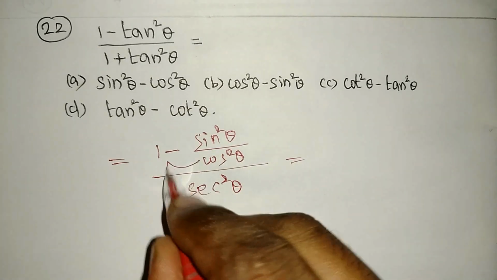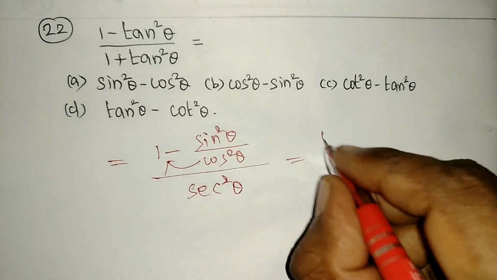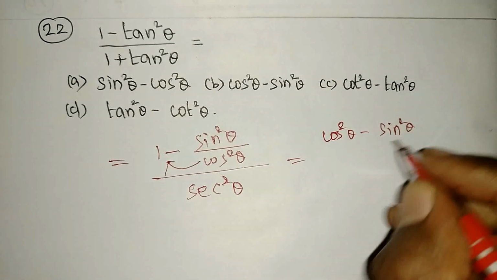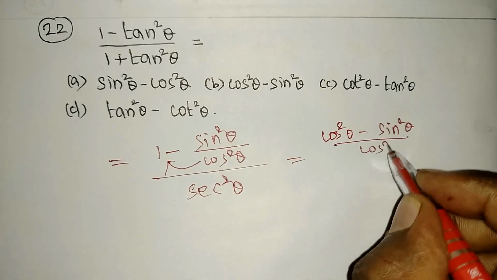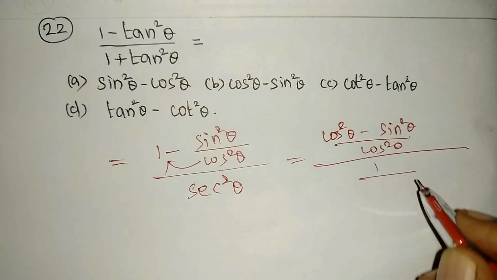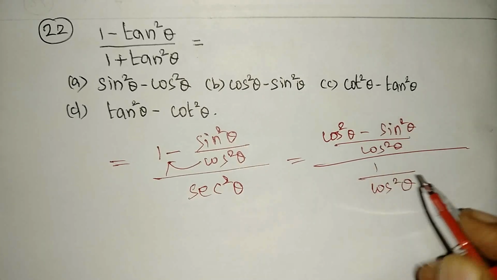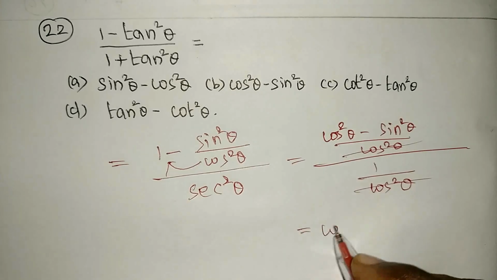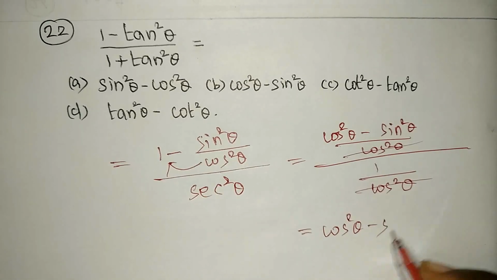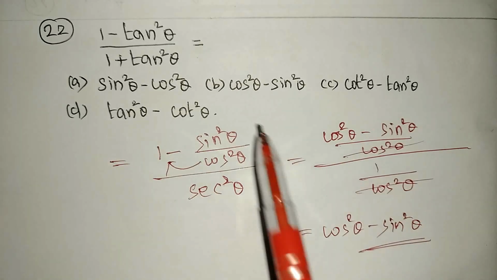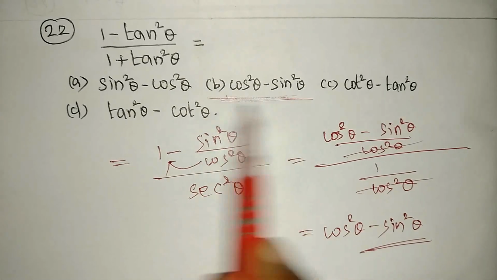Now please take the cross multiplication. So 1 into cos square theta minus sin square theta, whole divided by cos square. In the denominator we have secant square, which is 1 by cos square. Now see, this cos square will be cancelled. Then the remaining is cos square theta minus sin square theta. That's it. Where do we have this? Option number B. So this is our required one.